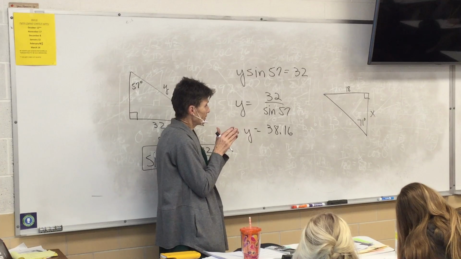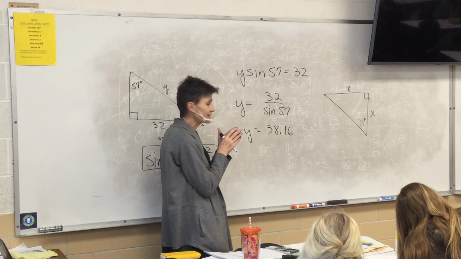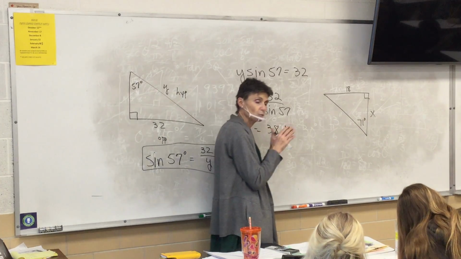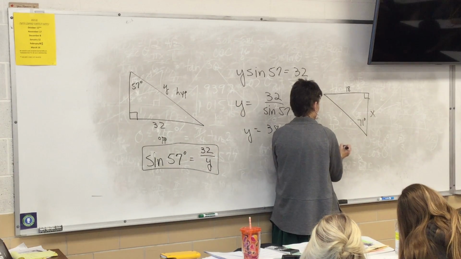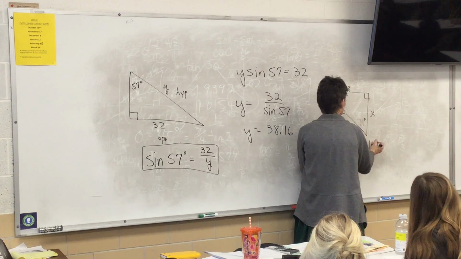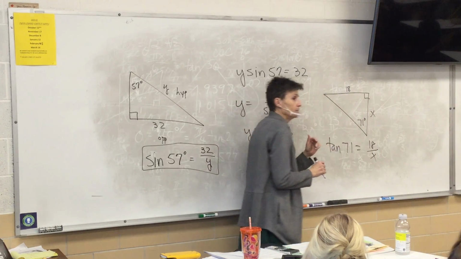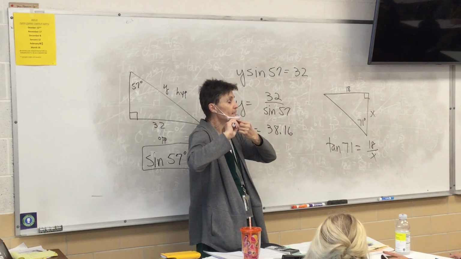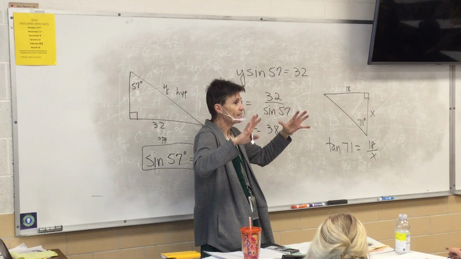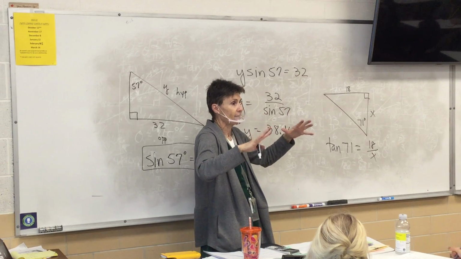Oh, Caroline, you're already typing, so you must have an equation. What's your equation look like? Your very first step. I said tangent 71 degrees equals 18 over x. For that, I would run and give her a great big hug because she is exactly right.